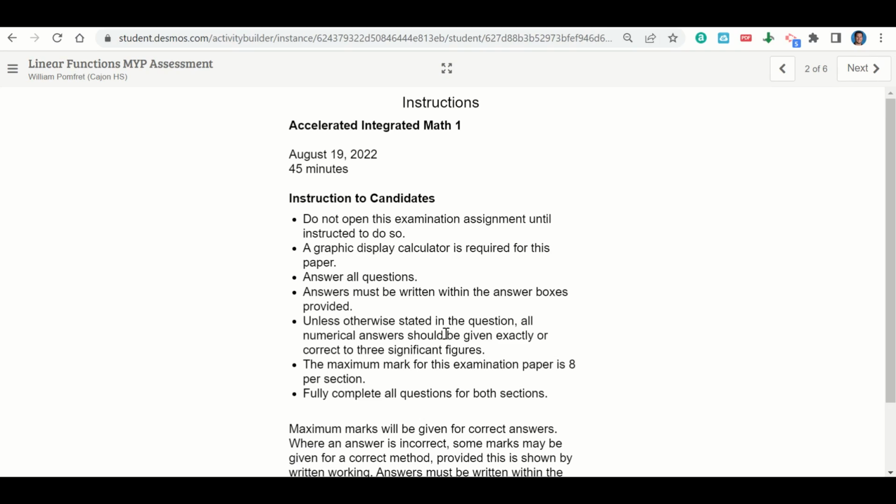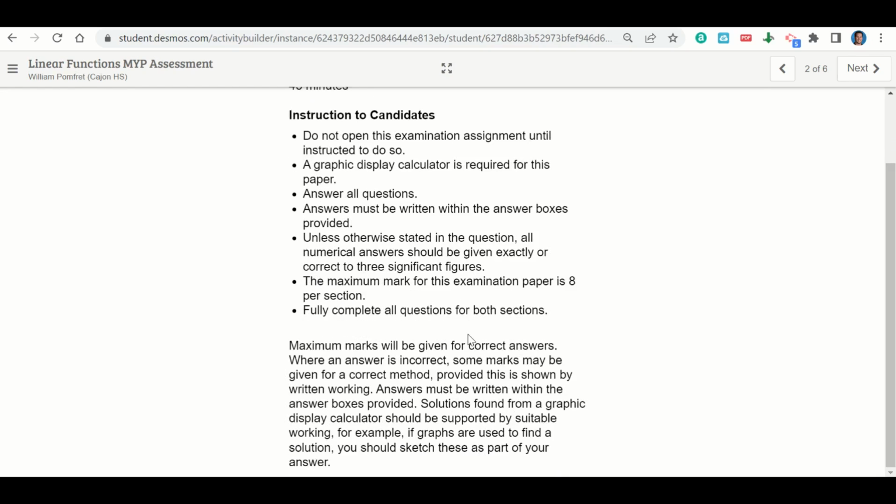What that means is you'll round to the 3rd decimal place. The maximum mark for this examination paper is 8 per section. You'll fully complete all questions for both sections. The maximum scores you can get will be given for correct answers. Where an answer is incorrect, some marks may be given for a correct method provided.